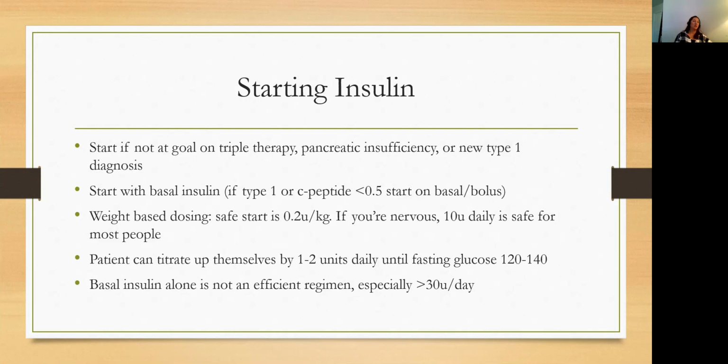The patient can titrate themselves up by 1 to 2 units daily until their fasting glucose is like 120 to 140. But honestly, like we said earlier, basal insulin alone is not an efficient regimen, especially when you get over like 30 units a day. So you can use it with other medicines, that's fine, but don't just stop their other medicines and put them just on Lantus and that's it, because it's really just not going to work.